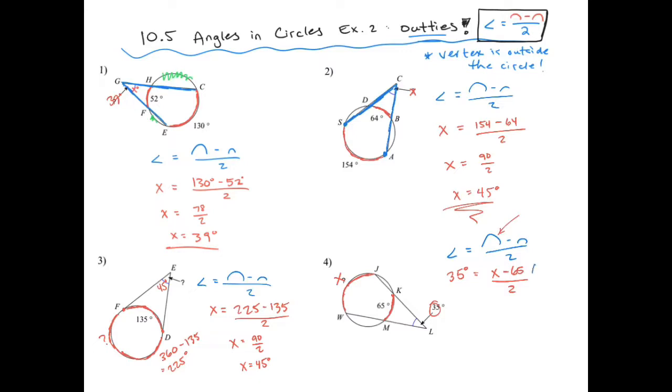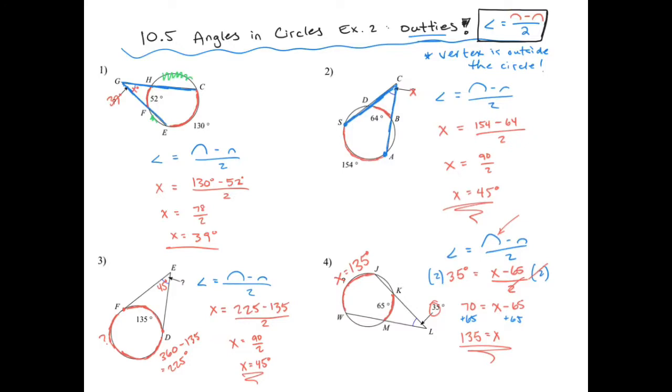To undo divided by 2, I'm going to multiply by 2. That gives me 2 times 35 is 70. And those 2's canceled out. And then lastly, I need to add 65 to both sides. And 70 plus 65 is 135. So this arc must be 135 degrees.